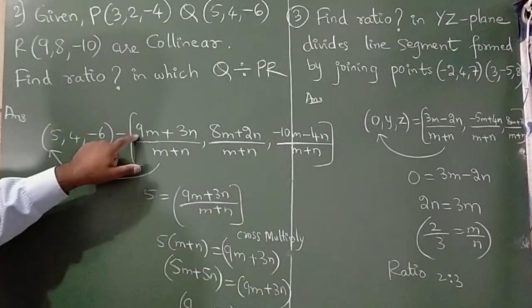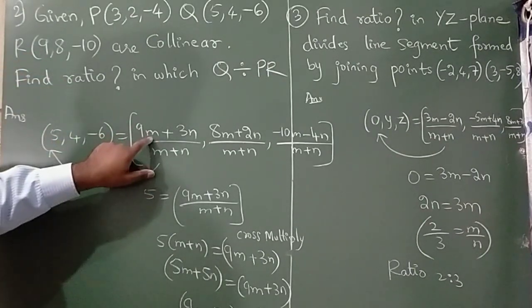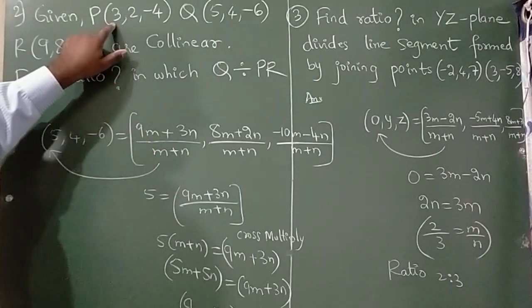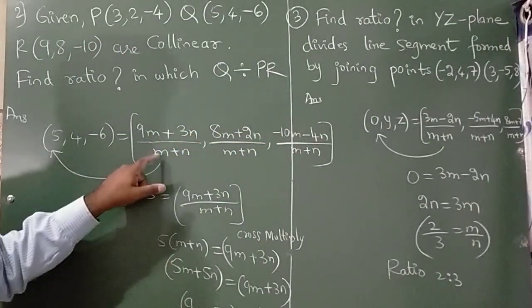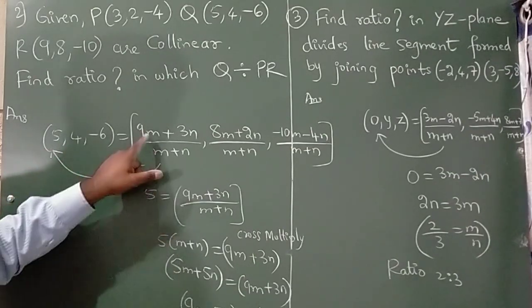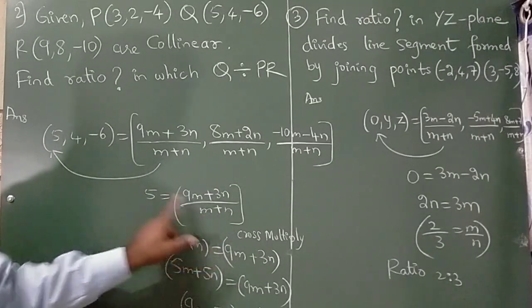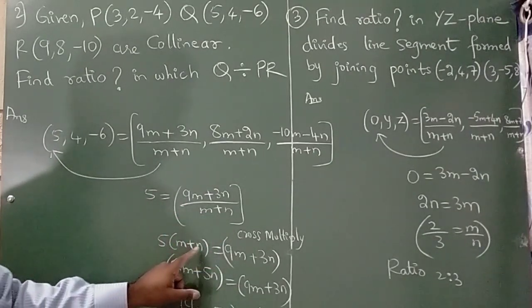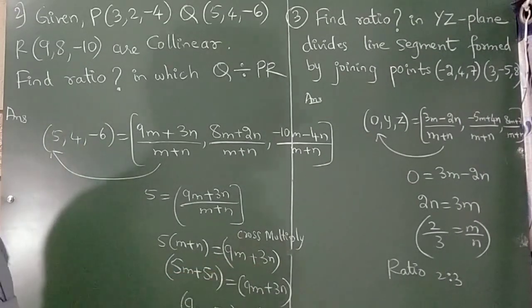Fine. Now 9 from the R, okay, m plus 3 from the P, so 3n. The rest all you need to write. So I am going to equate only the first part. That is 5 is equal to (9m plus 3n) divided by (m plus n). Now I am going to cross multiply this. So 5 into (m plus n), so 5m plus 5n, and 9m plus 3n.